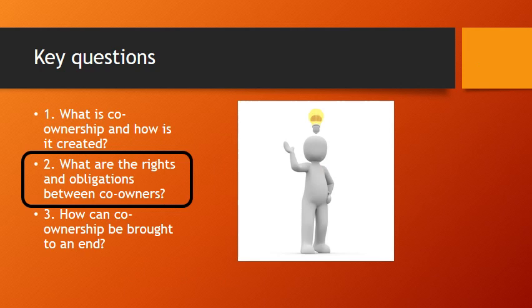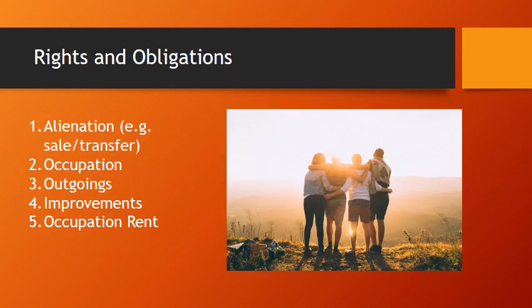So here's where we are in the broader scheme of things. We're looking at the rights and the obligations between those co-owners. Here are the general categories that we're going to be looking at. The first is the right of a co-owner to alienate, that is, sell or transfer their particular share in the property to somebody else, to a third party, or indeed to another co-owner.